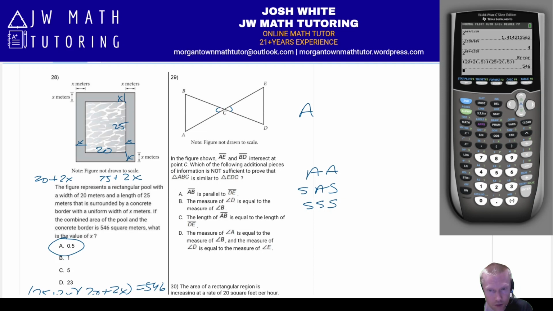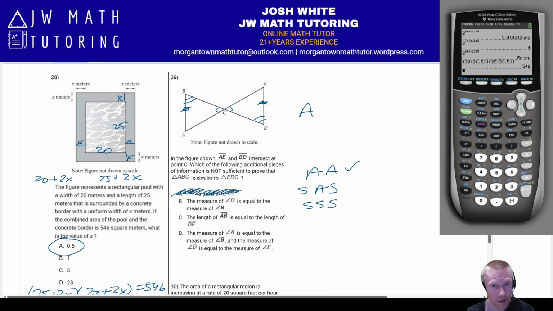The S's stand for pairs of proportional sides. The A's stand for pairs of congruent angles. So we can go through these and just do process of elimination. If AB and DE are parallel, then that means that this angle is congruent to this angle because they're alternate interiors. Now we have two pairs of congruent angles, therefore AA works. So this just on its own is sufficient. Therefore, this is not the answer to the question, so we eliminate it.